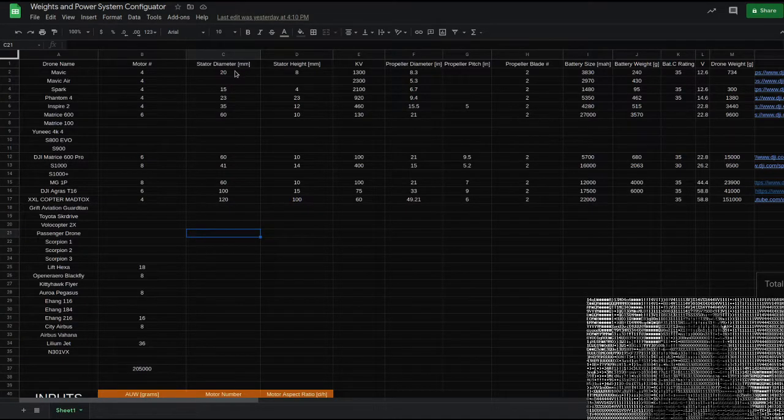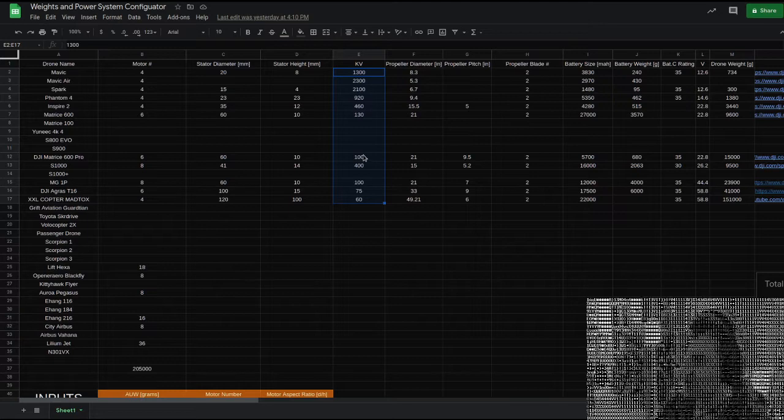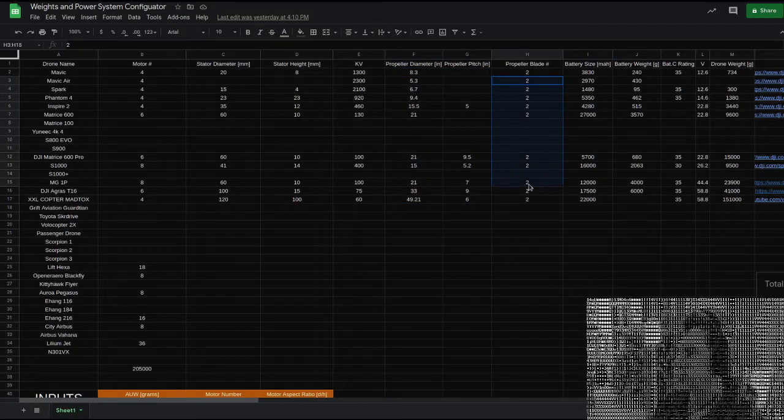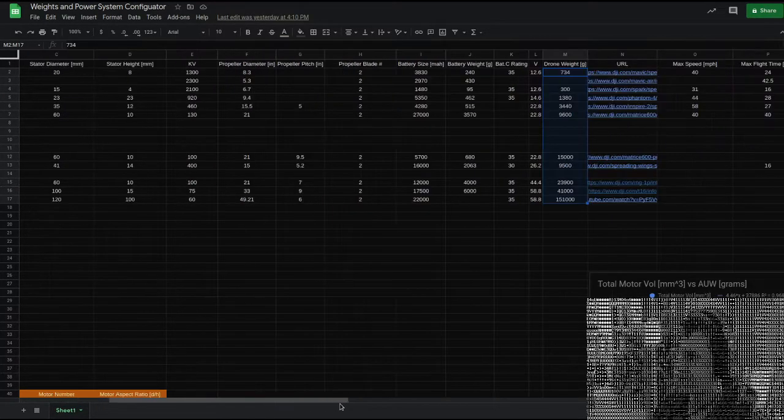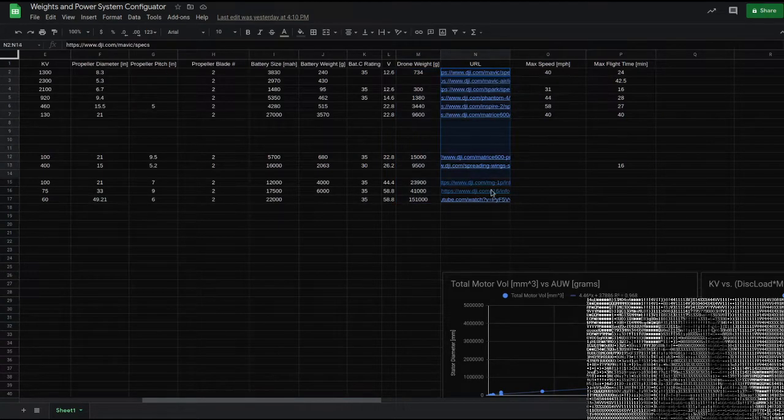So the actual stator dimensions for the motors being used, the kV, which is the amount the motor spins per voltage you give it, propeller diameters, pitch, propeller blade numbers, battery sizes and weight, and C rating, and voltage, and the drone weight. And I'm including information on where I got this information as well, along with max speed and max flight time.